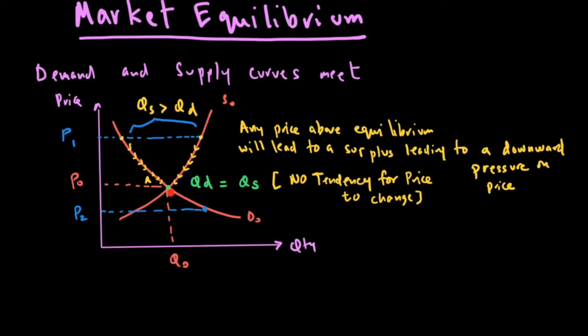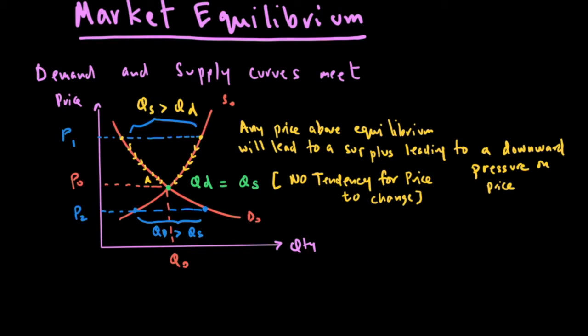But at the same time, producers, knowing that the price has gone down below equilibrium, will be discouraged. So they will start cutting down on supplies to the market, and as a result, quantity demanded will now be more than quantity supplied. Quantity demanded being more than quantity supplied, we call that a shortage.